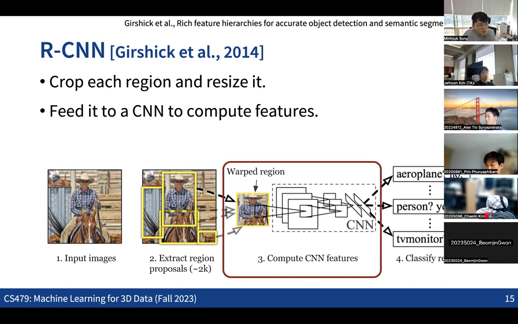If we have these three components, first the region proposal, then cropping all these regions and feeding them into the neural network to get the classification scores, what would be the issues at test time?